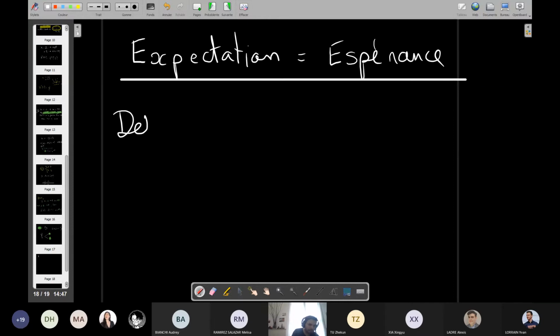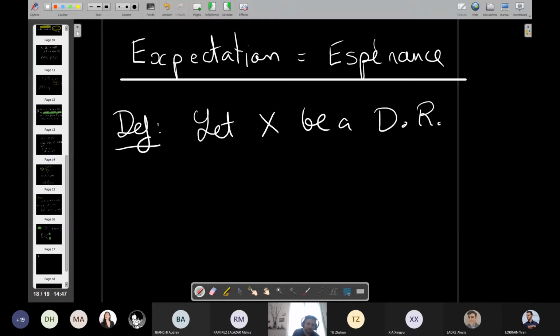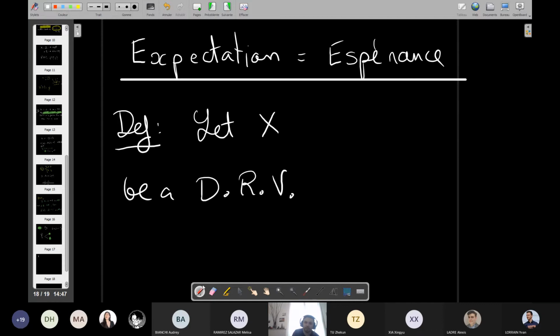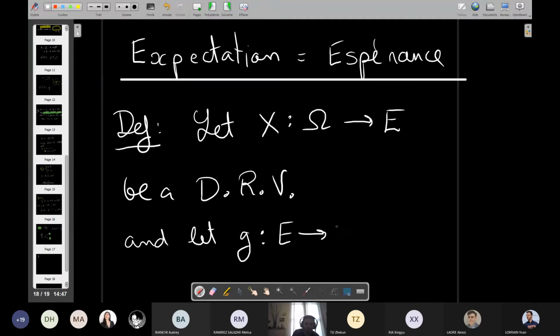So I have this small definition. Let x be a discrete random variable, taking its value on E. That means that x goes from omega to E. And let g from E to R plus be a function, a positive function.